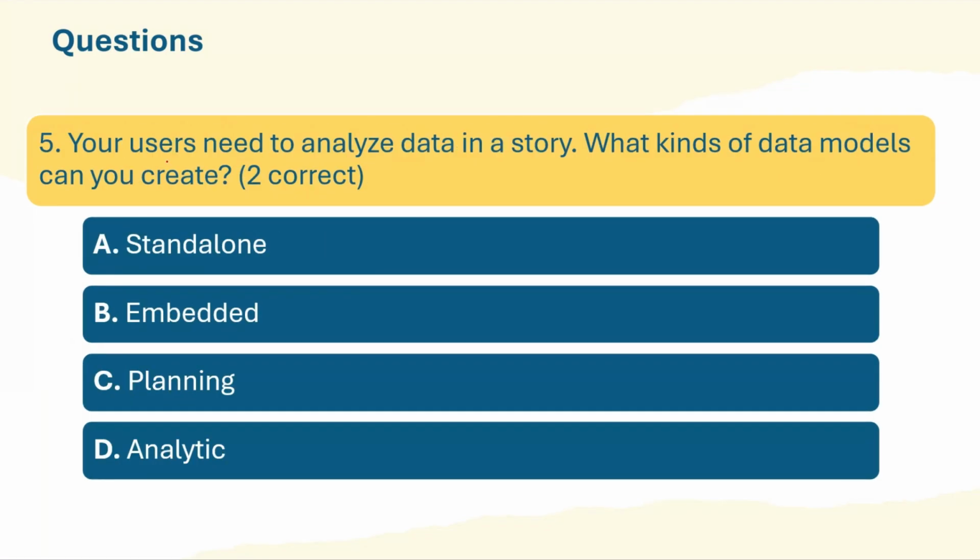Next question. Your user needs to analyze data in a story. What kind of data model do you create? We can create a planning data model. We can create an analytic data model. There is nothing called embedded data model or standalone. These are the types of data sets. So the question is clearly what kind of data models you can create. On a planning data model also we can analyze the data, and using the analytic data model also we can analyze the data. So these two are the correct options.